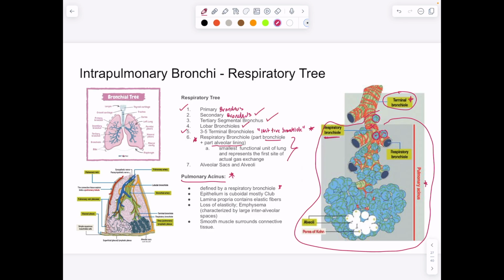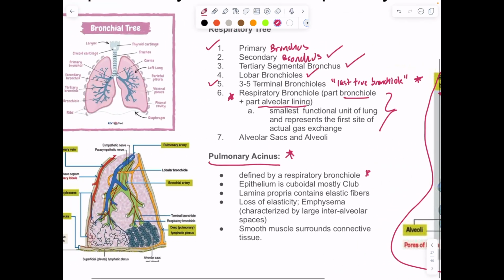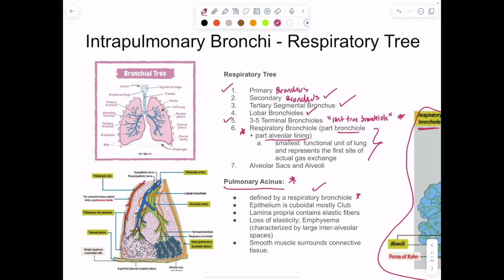All right, pulmonary acinus we'll talk about more, but it's defined by the respiratory bronchiole, which is partially bronchial epithelium, partially acinar epithelium. In there it's going to be mostly cuboidal, but it's going to contain club cells. The lamina propria is going to have elastic fibers, and if you lose elasticity in the alveolar sac region, you're going to have something called emphysema, which is characterized by large interalveolar spaces. This is bad. You want to have as much surface area as possible, so you want to maintain elasticity. And then there's going to be smooth muscle around the respiratory bronchioles.